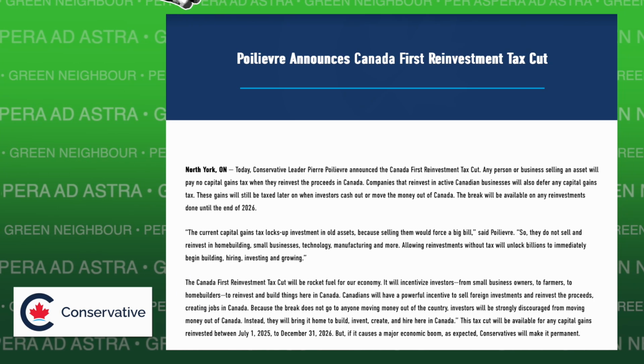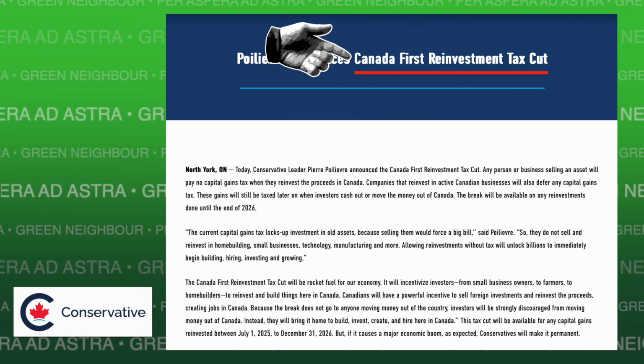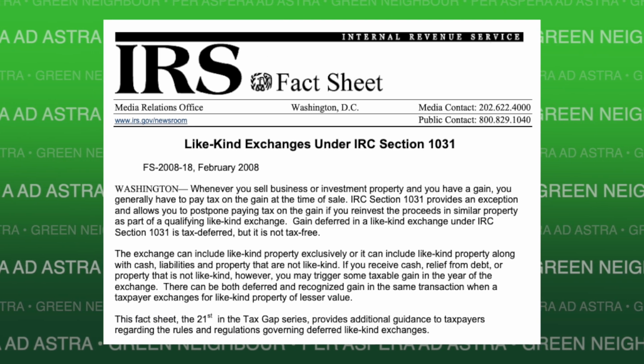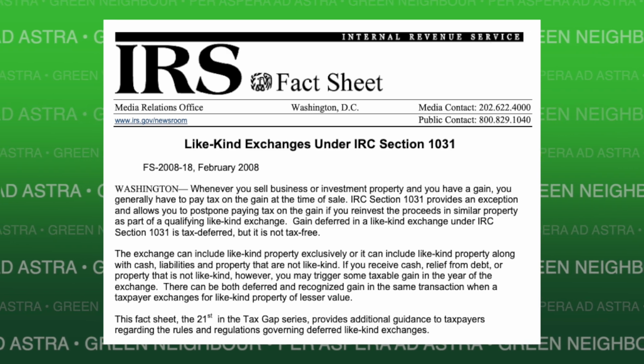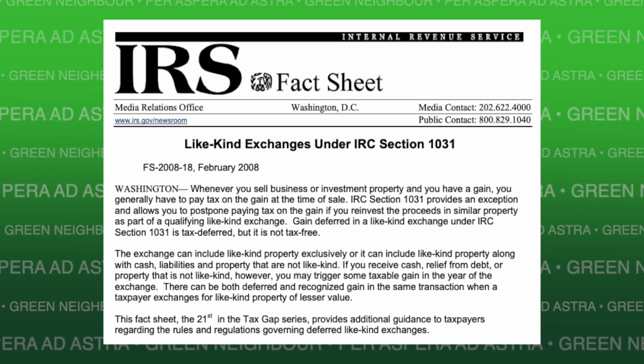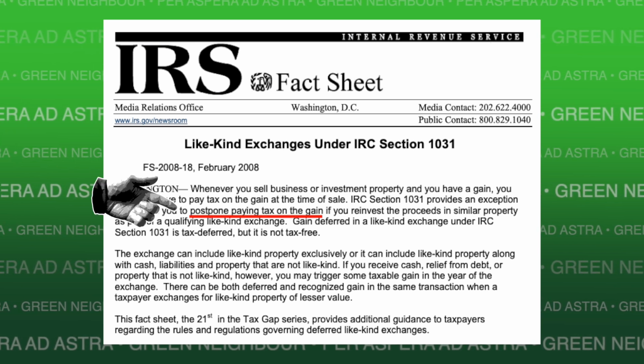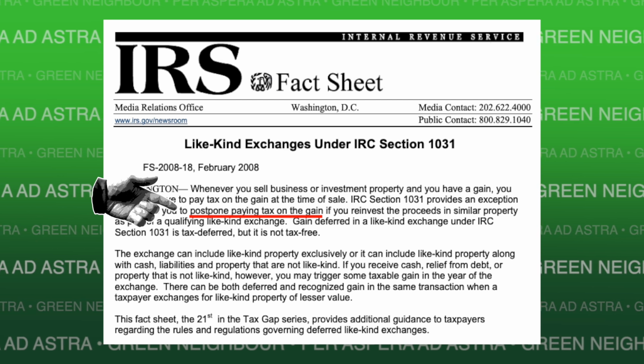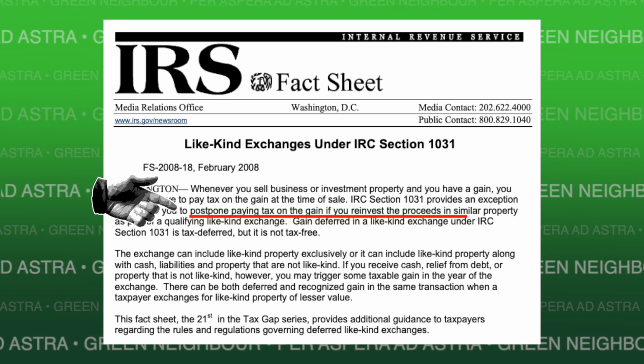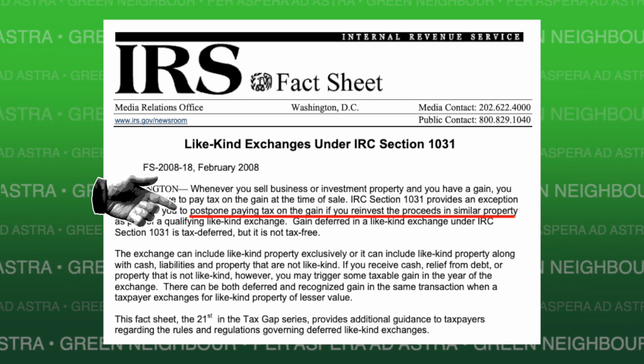The Conservatives' Canada First reinvestment tax cut is modeled after Section 1031 of the U.S. Internal Revenue Code. Popularly referred to as the 1031 exchange, this tax loophole allows investors to defer capital gains taxes when they sell an investment property, provided they reinvest the proceeds into another property of like kind. This deferral enables investors to leverage the full value of their investments, fostering portfolio growth and increased returns over time, which is really awesome if you're a wealthy investor.